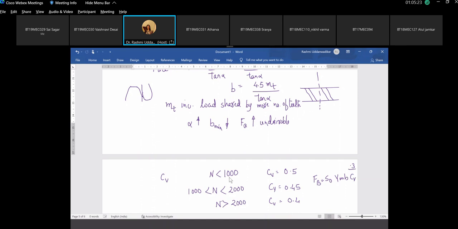Now since helical gears are smoother in operation, the incremental load, the unwanted load or the dynamic load value goes down, which means now instead of 30% of the beam strength, we can consider 40% of the beam strength or 45% of the beam strength. So we are taking the value of CV for helical gears larger than the value of CV for spur gears.